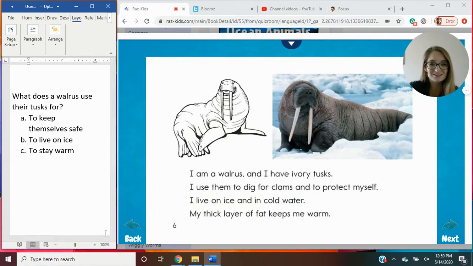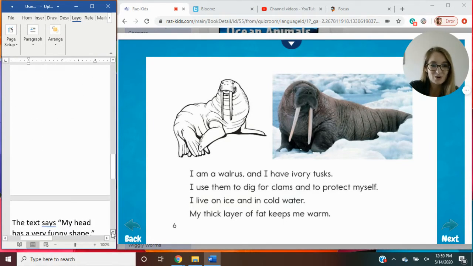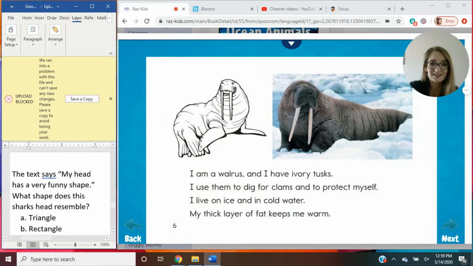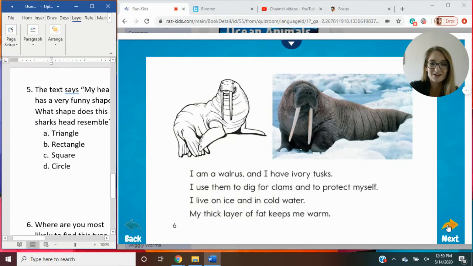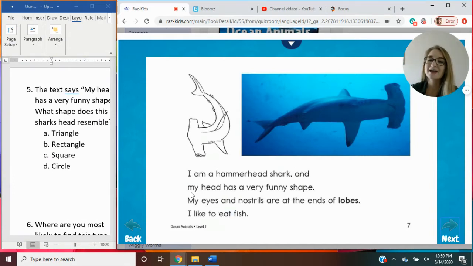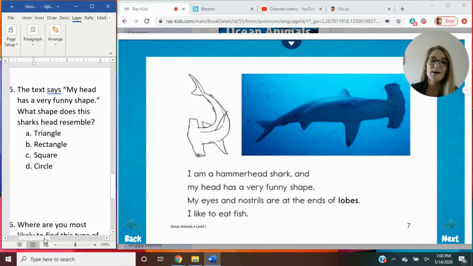Very good, boys and girls. Let's move on to the next question. Oh, I think you are going to like this question. Here we go. I am a hammerhead shark, and my head has a very funny shape. My eyes and nostrils are at the ends of lobes. I like to eat fish. So your question says, the text says, my head has a very funny shape. What shape does the head resemble?